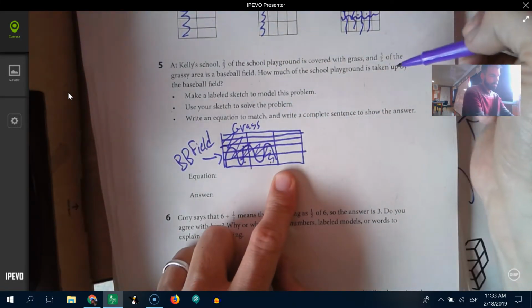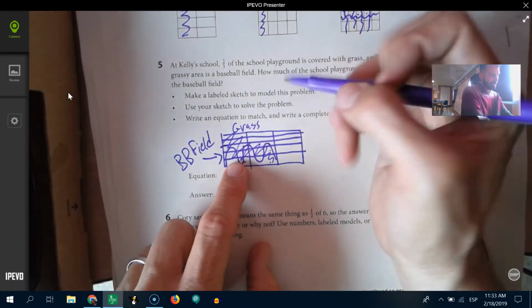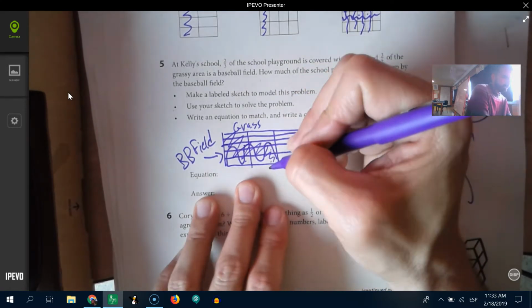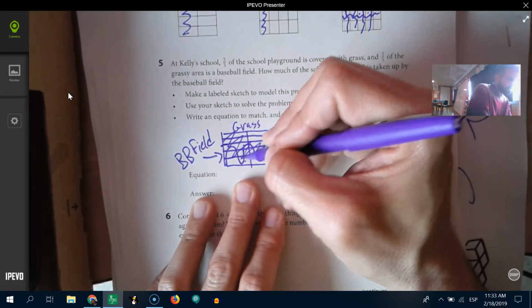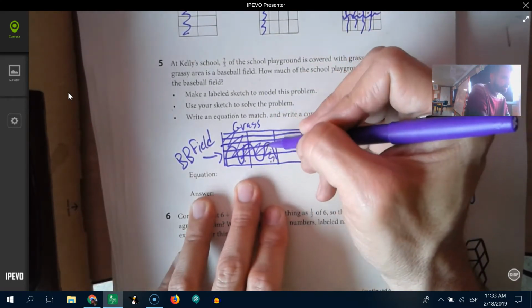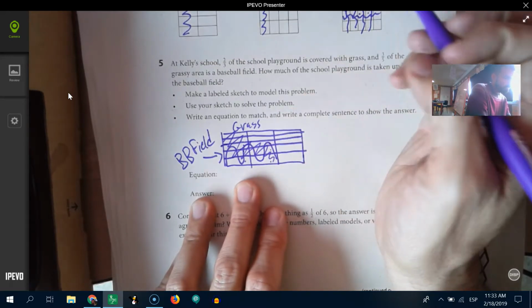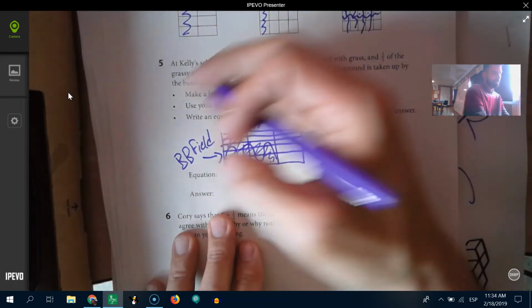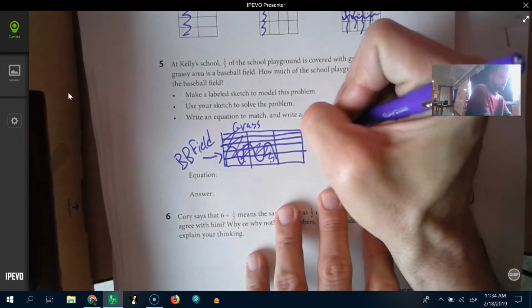Oh wait, how much of the school playground? It's taken by the baseball field, not the grass. If it was just the grass, it would be 3/5 of the grass. But it's not 3/5 of the grass. It's 1, 2, 3, 4, 5, 6. This is 5, 10, 15, 6/15 of the entire playground.